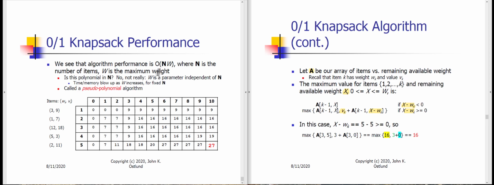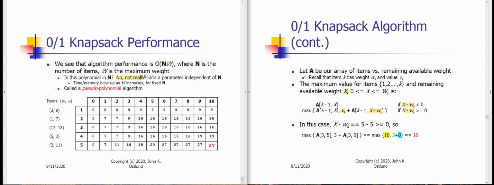Well, what we have here is an algorithm where the performance is order of n, where n is the number of items, times w, where w is the number of different weight increments. That seems nice. We've just got an n in there. We don't have an n squared or an n cubed or something like that. So can we claim this as a polynomial solution?